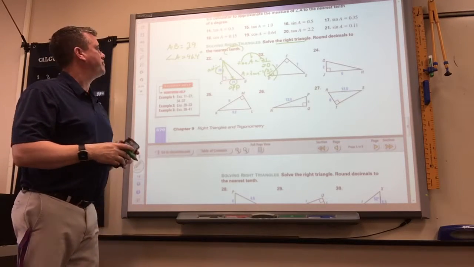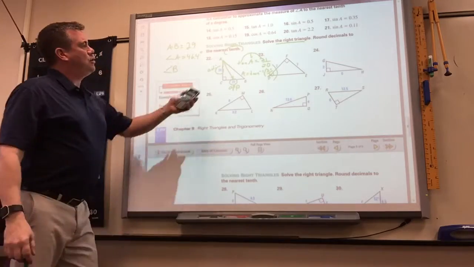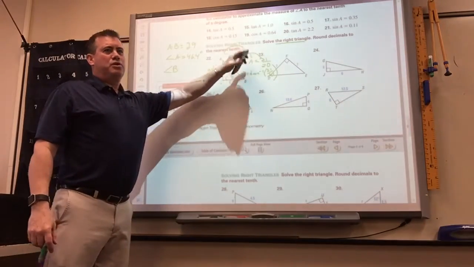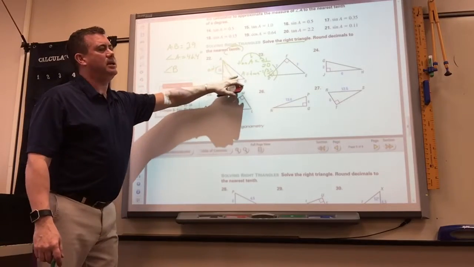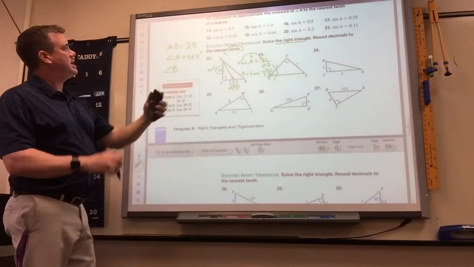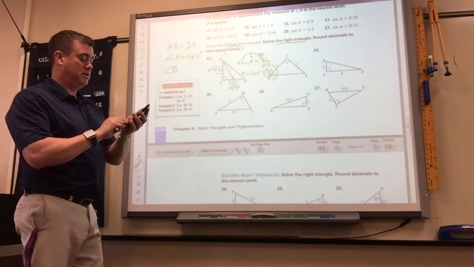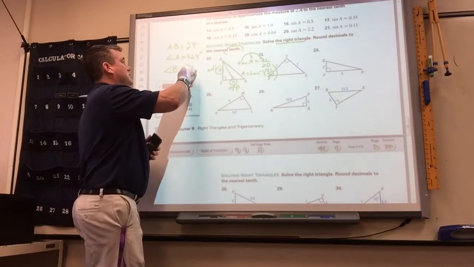Yep. And then now that we found A, you don't need to do another trig function, although you could. All you got to do is subtract it off of 90, because A and B, or the other 2 angles, will always add up to 90 in a right triangle. So just take 90 minus 46.4, and you get 43.6.